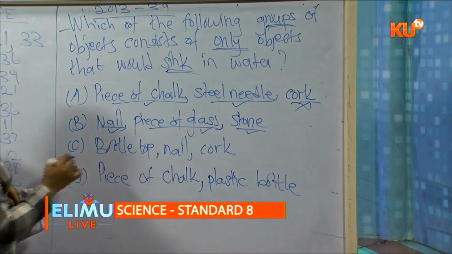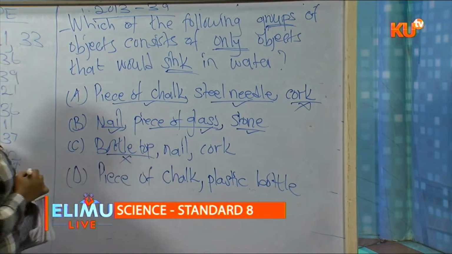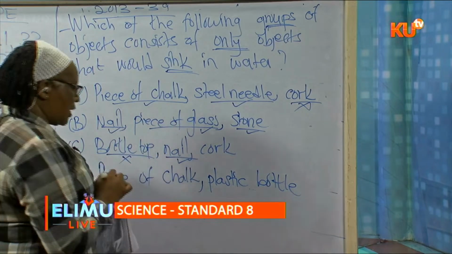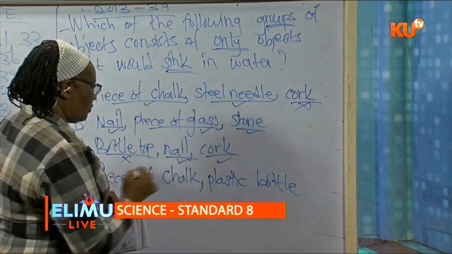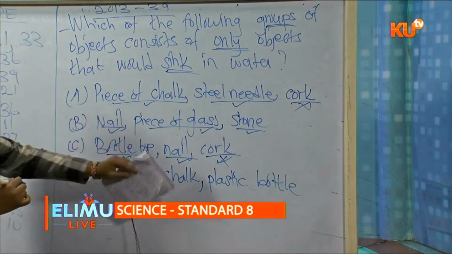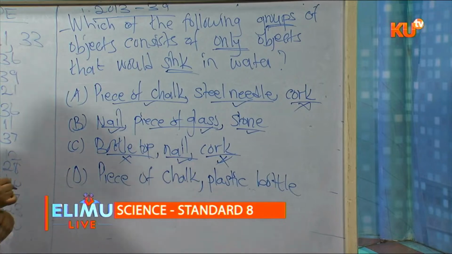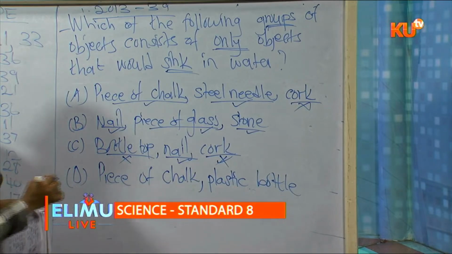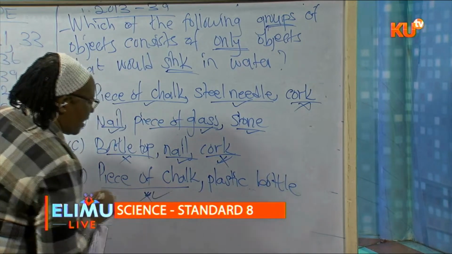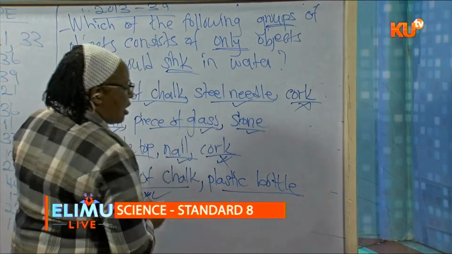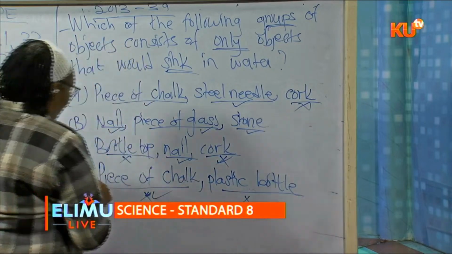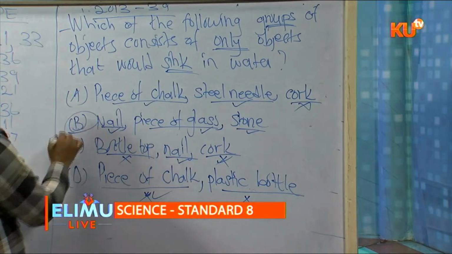Like a bottle top. This one is a floater, so it is out. We have a nail. A nail will sink. Then we have cork. A cork will float. So this one is out because a bottle top and a cork will float, and we are looking at sinkers. Then we have a piece of chalk. Here, a piece of chalk will sink, so it is correct there. Then we have a plastic bottle. Plastics are floaters, so a plastic bottle will float. So this one makes choice D wrong, and so our correct choice is choice B.